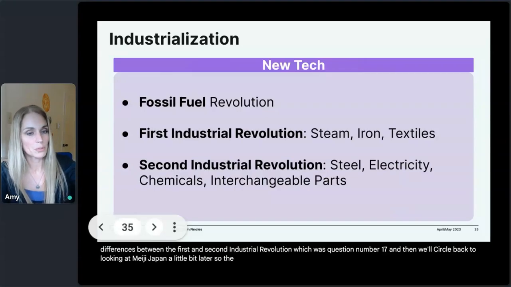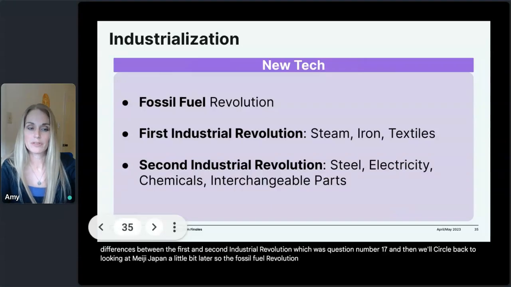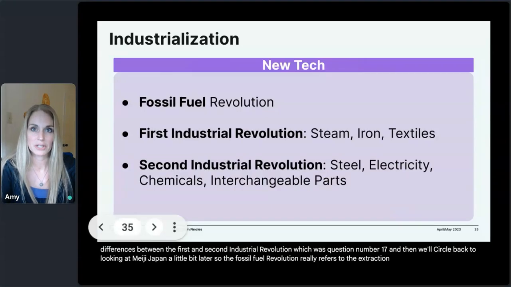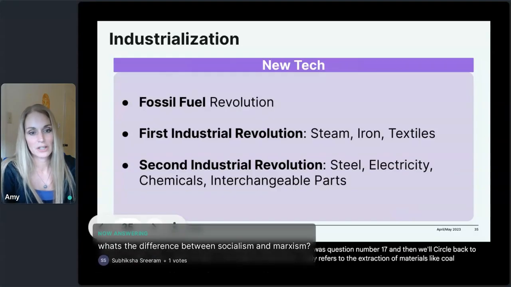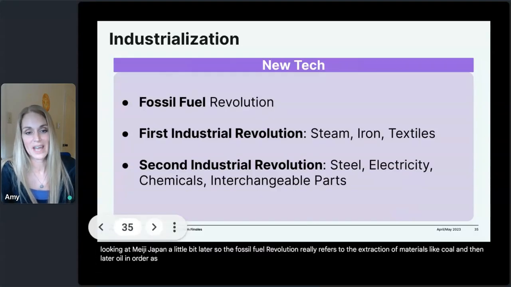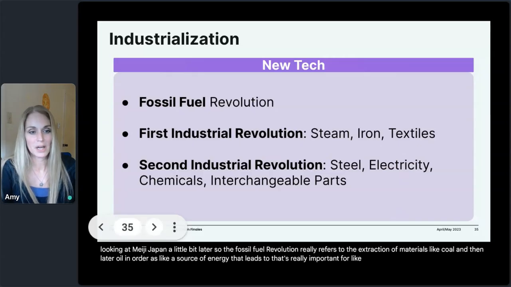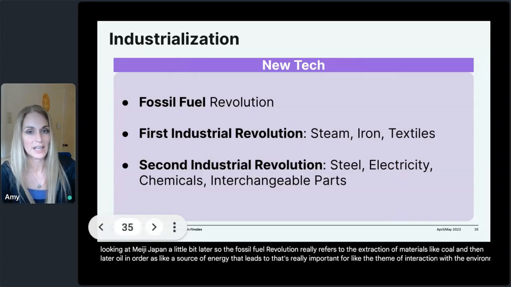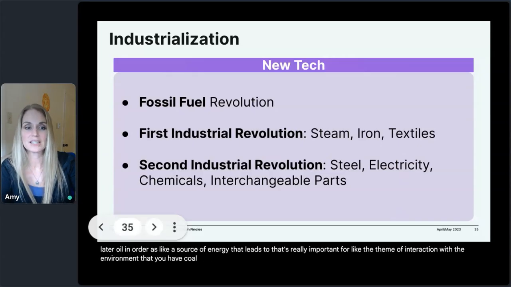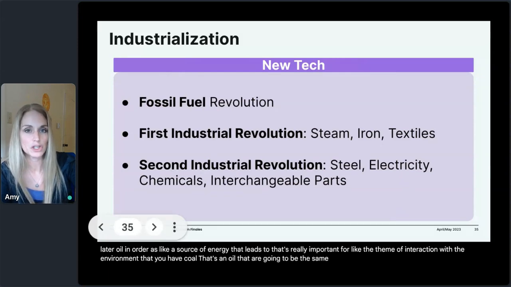So the fossil fuel revolution really refers to the extraction of materials like coal and then later oil as a source of energy. That's really important for the theme of interaction with the environment, that you have coal, natural gas, and oil that are going to be the sources of energy to fuel these new machines.